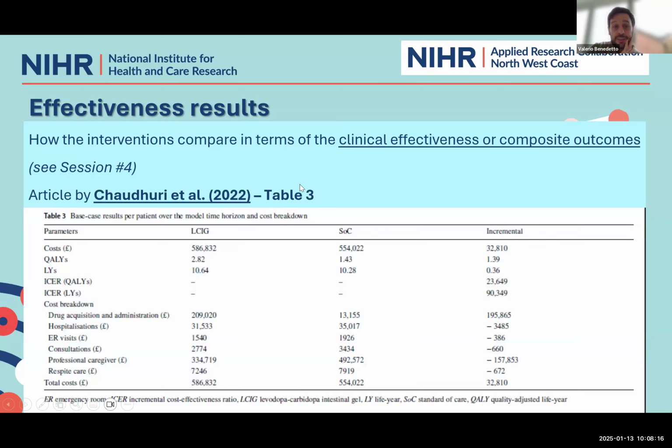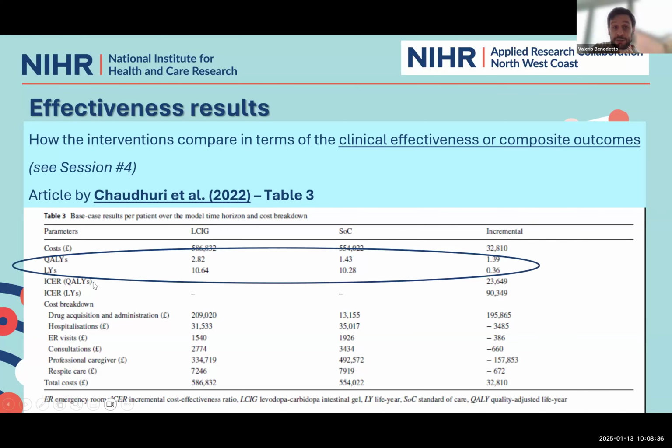So this is a table from that article on advanced Parkinson's disease. In table 3, you can see the base case results per patient over the model time horizon and cost breakdown. We are going to look at the effectiveness results only for now, so the second and the third row. In particular, you will see the QALYs, which is a composite outcome, and the life years, which is a clinical effectiveness outcome. The second column is intervention, the third column is standard of care, and you can see how the two compare in terms of QALYs and life years gained.